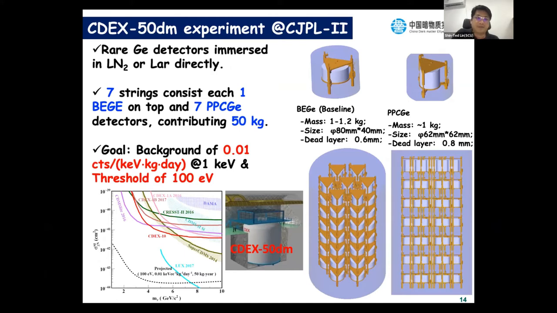And the new experiment, the CDEX-50 dark matter experiment, will be performed at the new site of CJPL. And the idea is using the bare germanium detector immersed in liquid nitrogen or liquid argon directly. And the plan is to assign seven strings, each one consisting of a BEGe on top and 7 point contact germanium detectors following, contributing the 50 kilogram. And the purpose is to cover the region of a GeV, slightly above the neutrino floor.